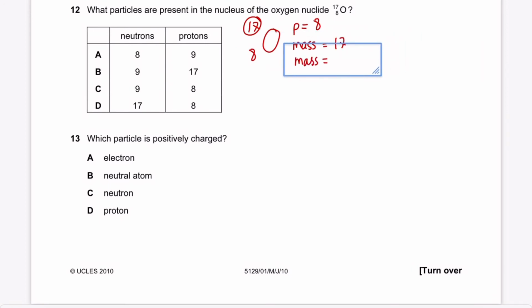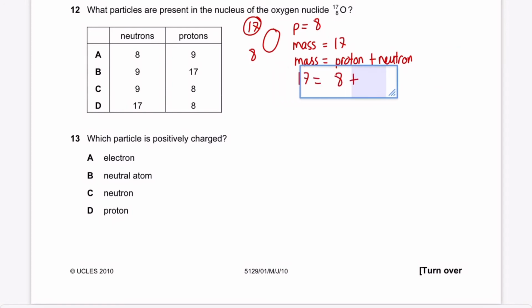We know that mass can be written with this form of equation. Mass is equal to proton plus neutrons. Since we know our mass, which is 17, our proton is 8, we can find out what's the neutron by making neutrons a subject. 17 minus 8 will be 9.